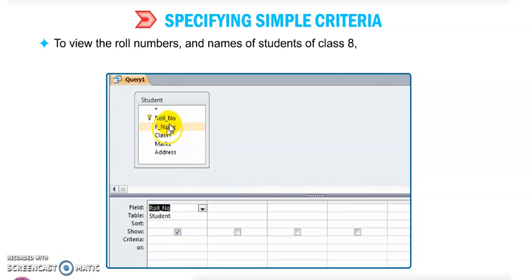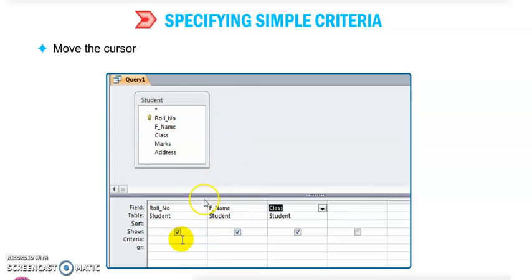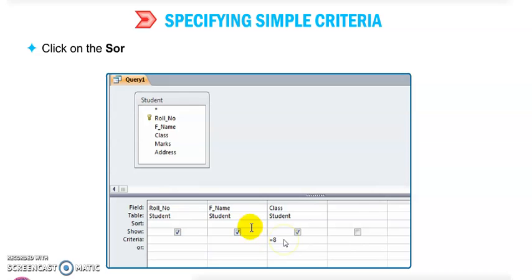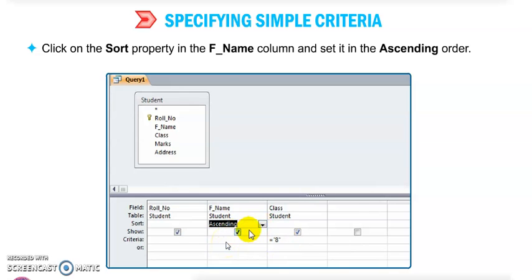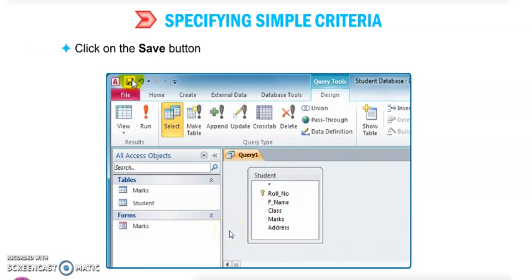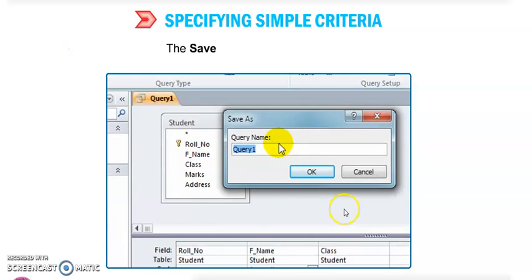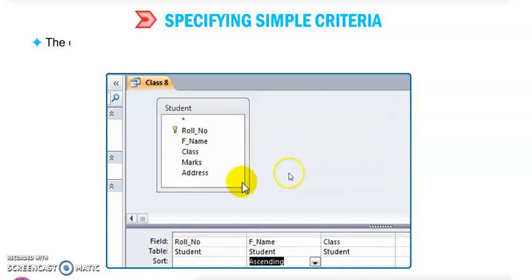To view the roll numbers and names of students of class 8, double click on the required fields in a table. If you want to see only the two fields, now move the cursor to the criteria row and type the criteria, equal to 8 in the class field column, and click on the sort property of the F name column and set it in ascending order. And click on the save button on the quick access toolbar to save the query. Save As dialog box will appear, then specify the query name and click on OK.